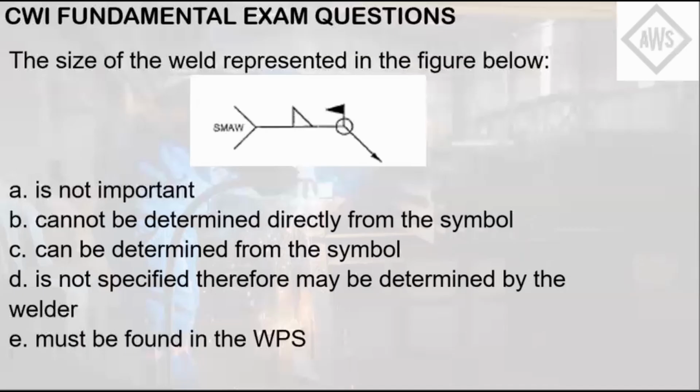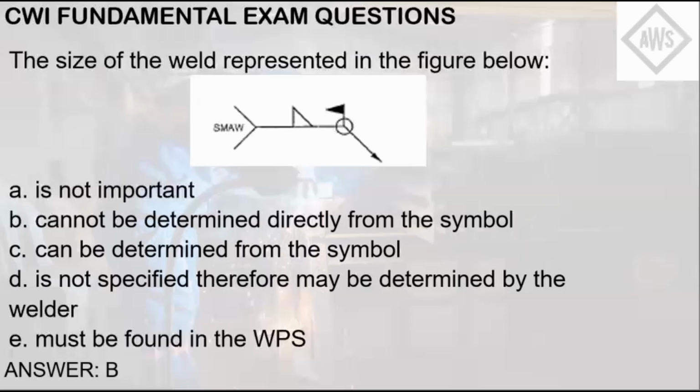In this question, as you can see, the welding symbol does not have any indication of the number at the left of the welding symbol right here. So it doesn't indicate anything. Therefore, the answer here is letter B. The size of the weld cannot be determined in this welding symbol.